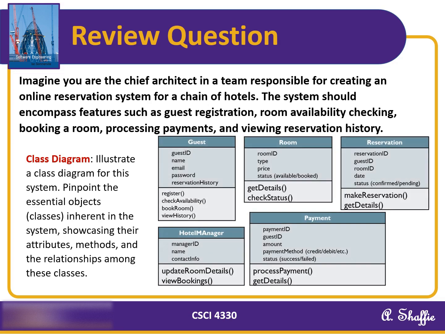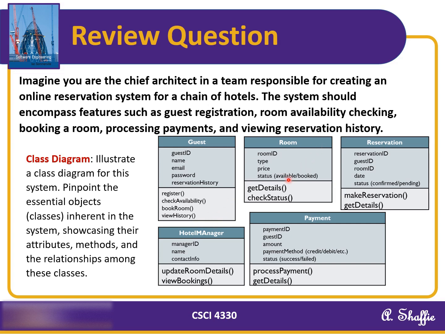I can see these 5 classes, which are guest. In guest, I can see attributes like the guest ID, name, email, password, the details related to the guest. We can have some methods like register, check availability, book room, view history.